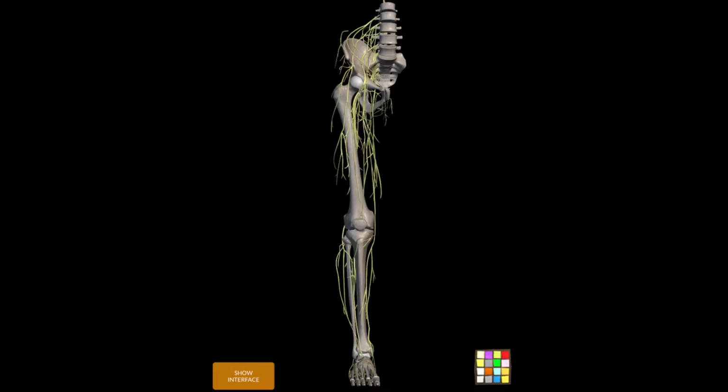Kia ora everyone, this is almost everything you'll need to know about the nerves of the lower limb. Although this diagram looks quite daunting, you'll find that the nerves are actually fairly easy to come to grips with if we take it a step at a time.